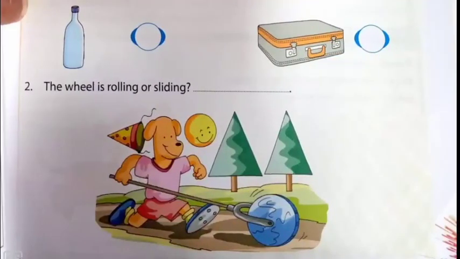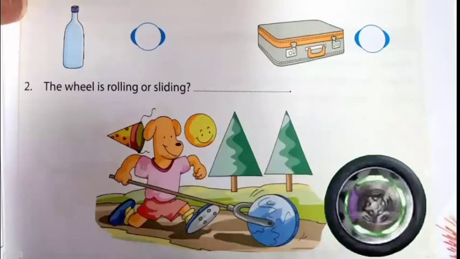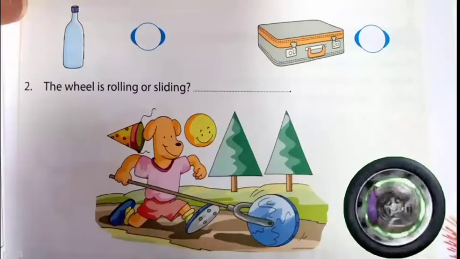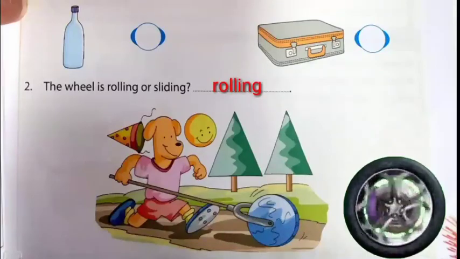Now look at the picture and you have to answer the question. The wheel is rolling or sliding? And the answer is, it is rolling.